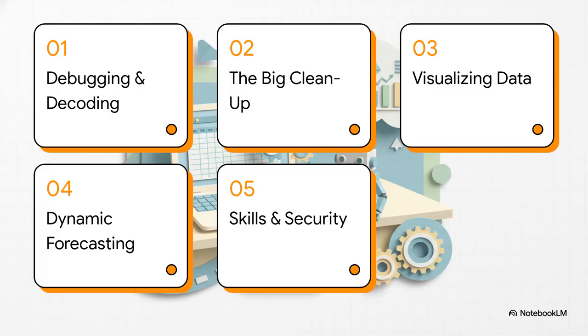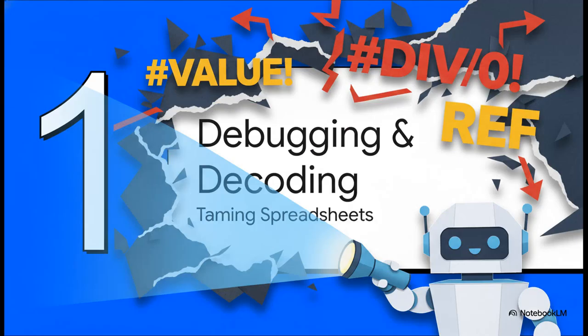to work. To really stretch this out into a full step-by-step tutorial, we're going to take a messy, real-world spreadsheet through its entire life cycle. We're looking at 5 key steps today: debugging errors and decoding formulas, a massive data cleanup, visualizing things with natural language, dynamic forecasting, and finally locking it all down as a secure, repeatable custom team skill. Let's get into it. Okay, phase 1, debugging and decoding.